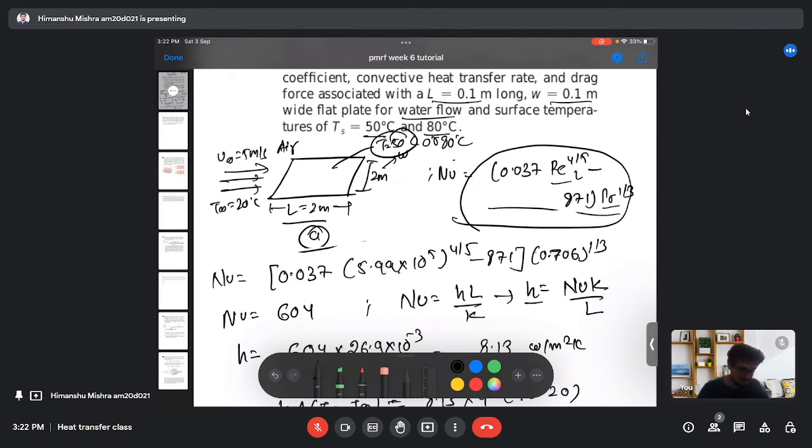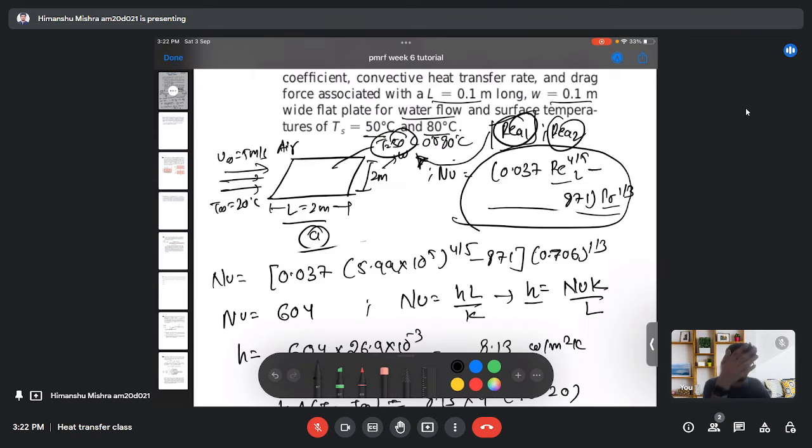Earlier, if you remember, we found the two Reynolds numbers. This Reynolds number is for when the temperature of the plate is 50 degrees Celsius, and this Reynolds number is when the temperature of the plate is 80 degrees Celsius. So we have found the drag force, heat transfer coefficient relation, and the heat transfer rate when the Reynolds number corresponds to 50 degrees Celsius.